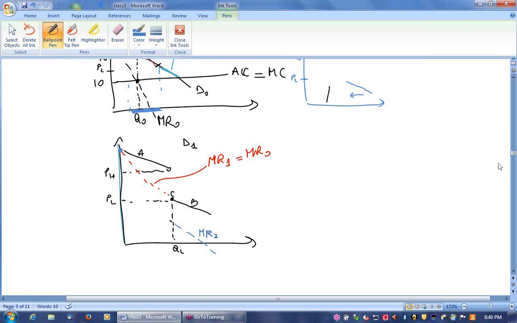Now we will see, if you wait for point C, we will see why they don't line up. Basically because we are having here a jump in the price. As you see, the demand has a jump. So it is a particular problem.